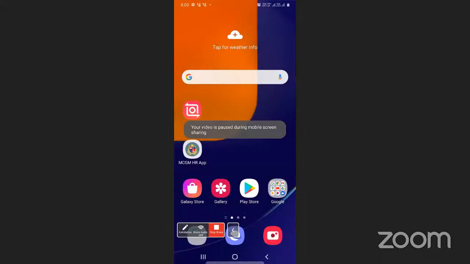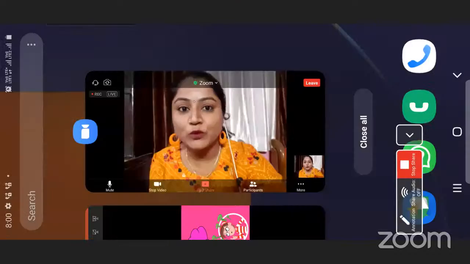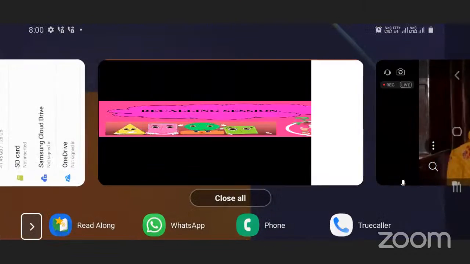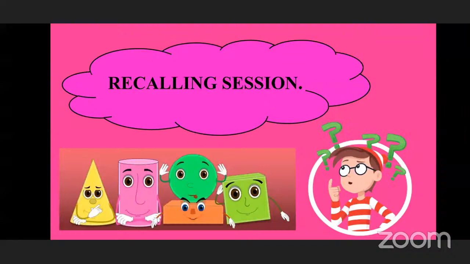Before starting today's session, let us see what we have learned in the previous session. Okay children, I am sharing the screen. Observe the screen carefully and tell me what we have learned in the previous session. I will be asking you some questions, children. So you have to observe the screen very carefully. So let us have a recalling session before starting our today's session.